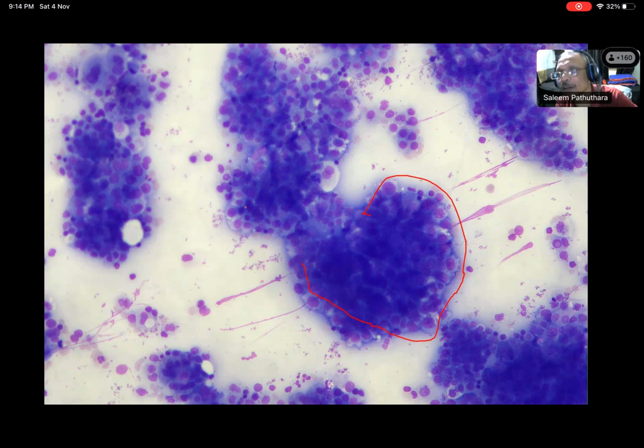So what have we learned from this? Proper staining, proper thickness. There should be a thin layer and it should not be overlapping. Again, staining quality has to be perfect. And most importantly, air bubbles. If it is a thick smear, air bubbles do come, and then we cannot interpret it, right? This is what we learned.